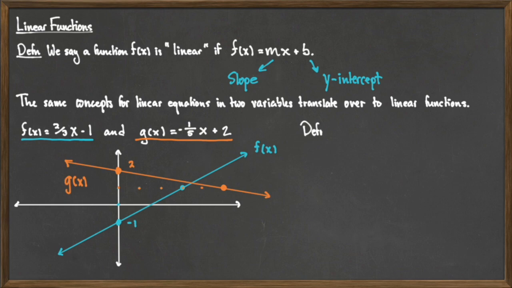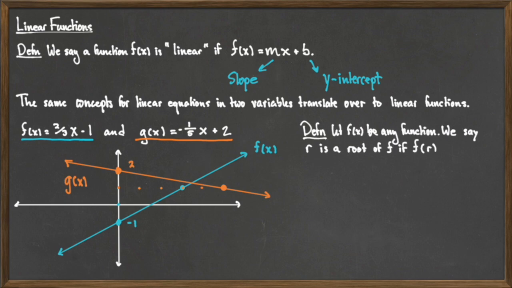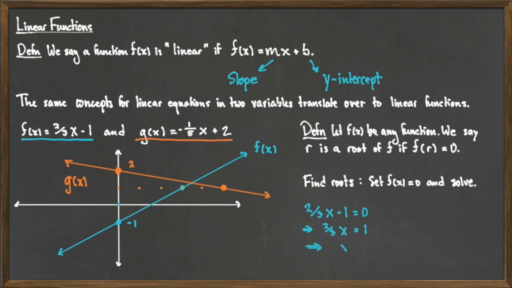Next, we're going to talk about roots. By definition, a root of a function is a value that I plug into my function and get 0 as a result. Another way of thinking about this is that this is simply just an x-intercept, or it is the x-coordinate of the x-intercept. So whenever I want to find the root of a function, all I do is set that function equal to 0 and solve for x. So if I want to find the root or the x-intercept of f of x, I set f of x equal to 0. This means solving the equation 2/3 x minus 1 equals 0, which gives me a solution of x equals 3 divided by 2.